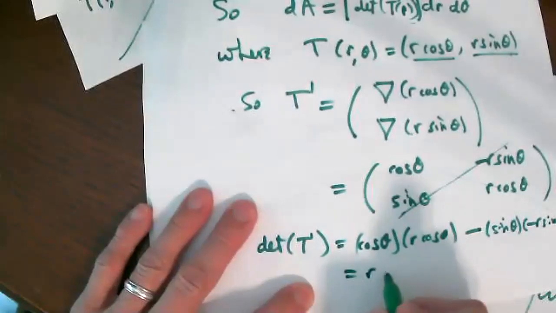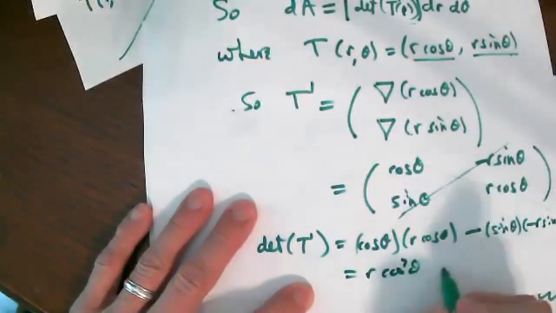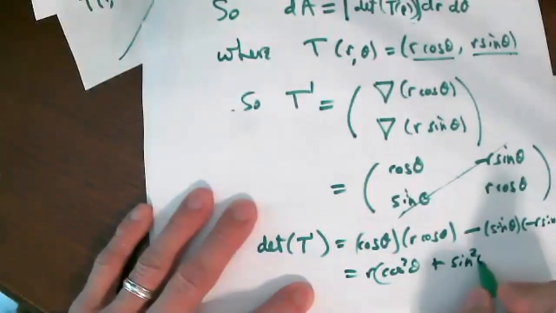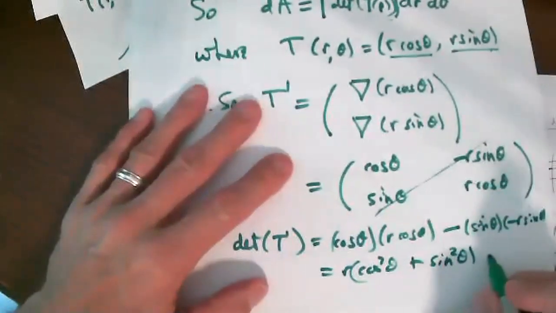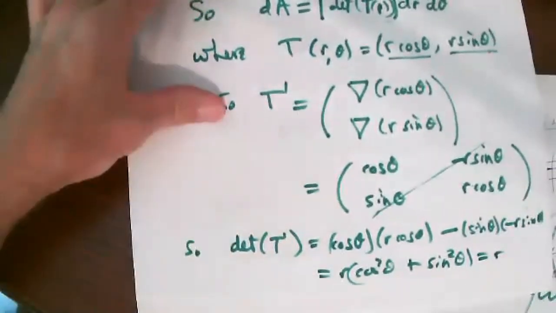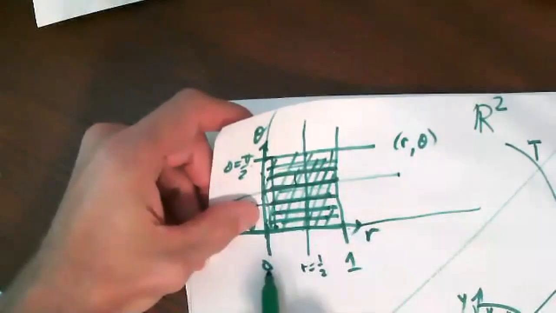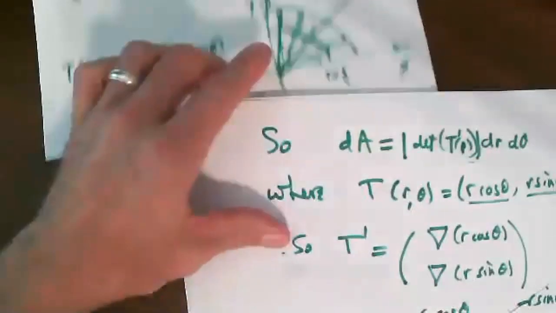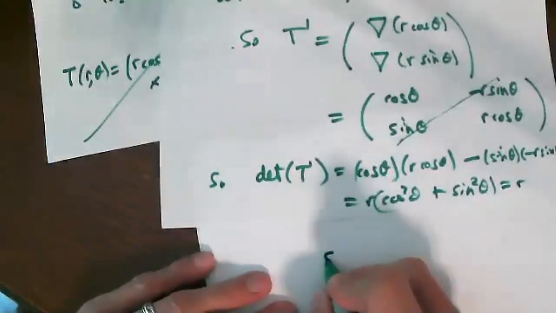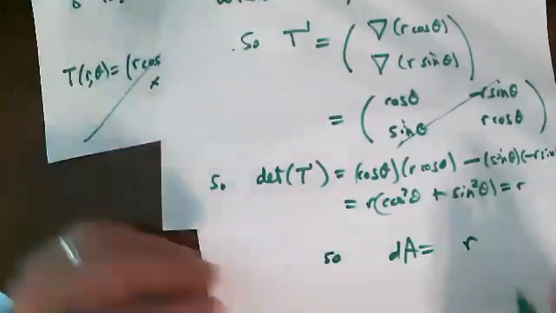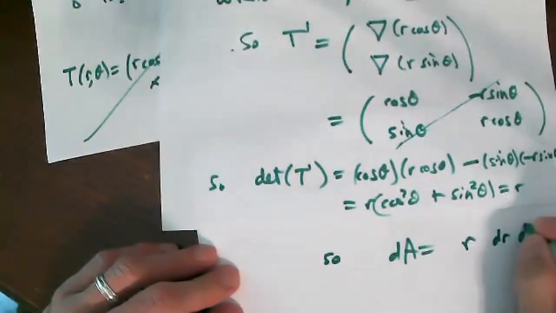The first term is r times cosine squared of theta. The second is going to be plus r times sine squared of theta. But cosine squared of theta plus sine squared of theta is equal to 1, so we get r. And in our case, all of the r coordinates are positive. They're between 0 and 1. So I don't need the absolute value signs. And that means that the area element will in fact be r. That's the absolute value of r times dr d theta.